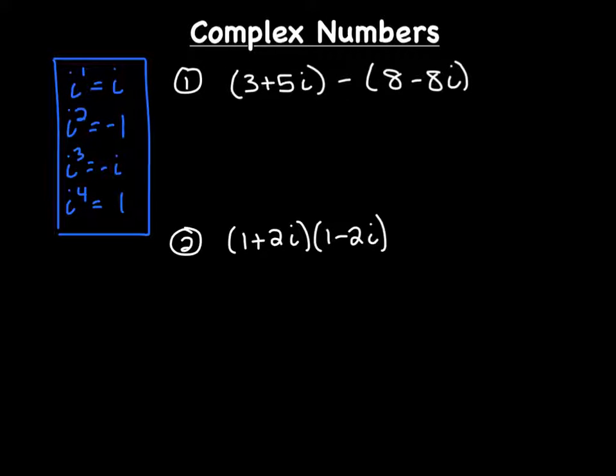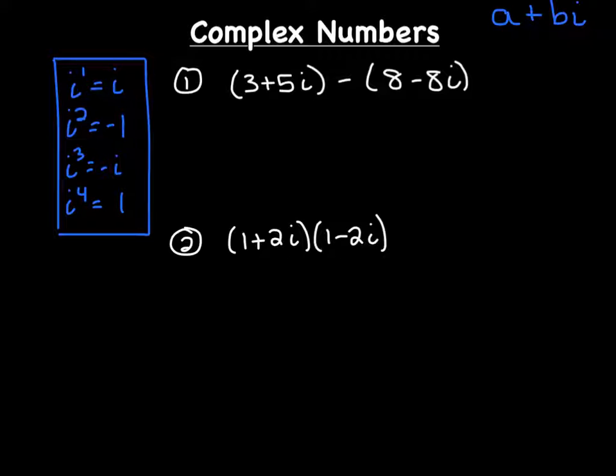All right, so in the back of the handout, it talks about something called complex numbers. Now, complex numbers are any number that can be written in a plus bi form. So basically, we have a real component and we have an imaginary component. So for example, this right here, 3 plus 5i. Here's your real component, the 3, and here's the 5i, your imaginary component.